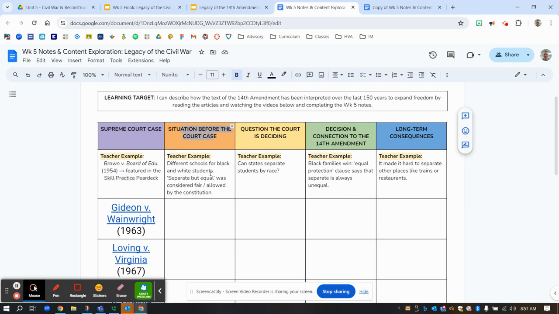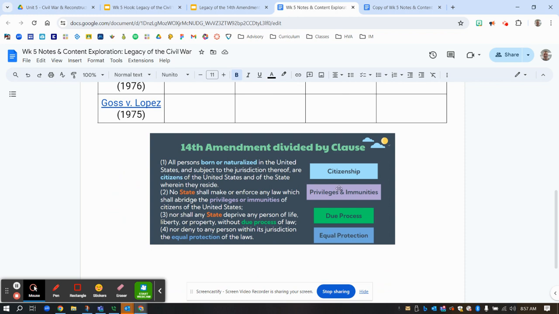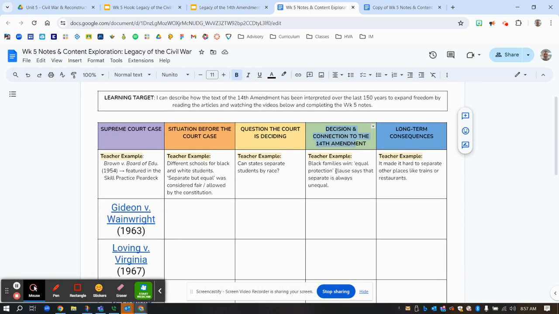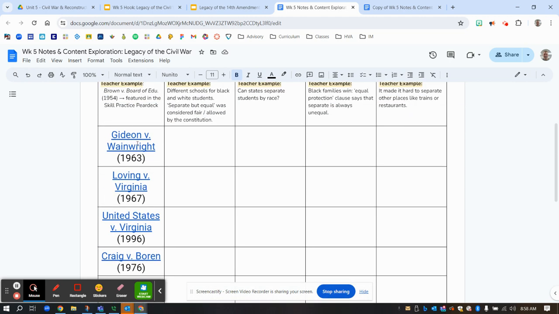What was the situation before the court case? What is the question the court is deciding? How does this decision connect to the 14th Amendment? And there, try and find one of these four parts or clauses of the 14th Amendment that is in particular being discussed. And then, what were the long-term consequences? Why does it matter? Okay, so you've got 5 different court cases here.